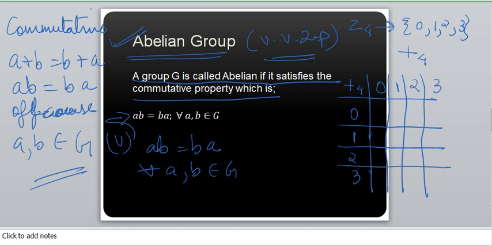So you can see over here, let's add: 0 plus 0 is 0, 0 plus 1 is 1, 0 plus 2 is 2, 0 plus 3 is 3. 1 plus 0 is 1, 1 plus 1 is 2, 1 plus 2 is 3, and 1 plus 3 is 4, that will give you 0. 2 plus 0 is 2, 2 plus 1 is 3, 2 plus 2 is 4, that is 0, 3 plus 2 is 5, that is 1, because of course 5 minus 4 will give you 1.